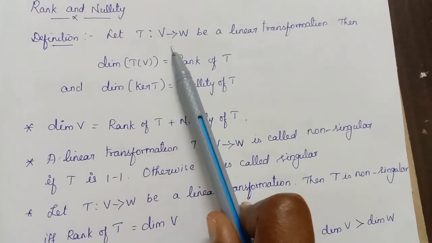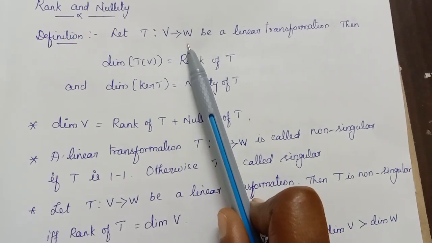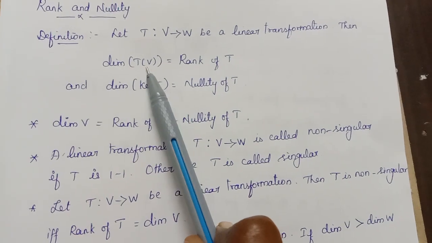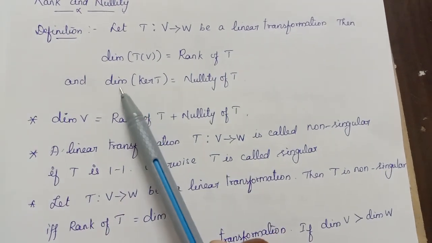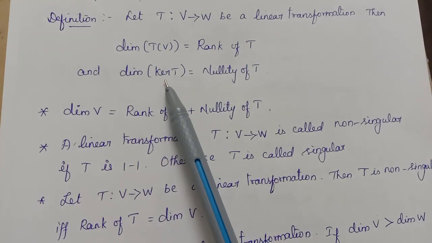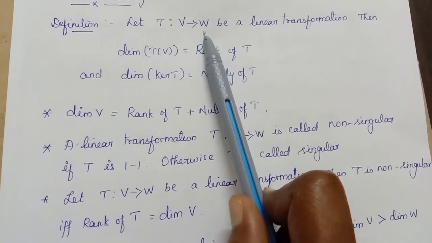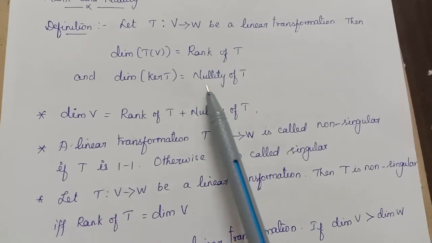Let T from V to W be a linear transformation, where V and W are vector spaces over a given field F. Then the dimension of T of V, that is, the dimension of the range of T, is called the rank of T, and the dimension of the kernel of T is called the nullity of T. Kernel means the set of all elements of V which are mapped to the zero element of W, isn't it? So the dimension of the kernel of T is called nullity.